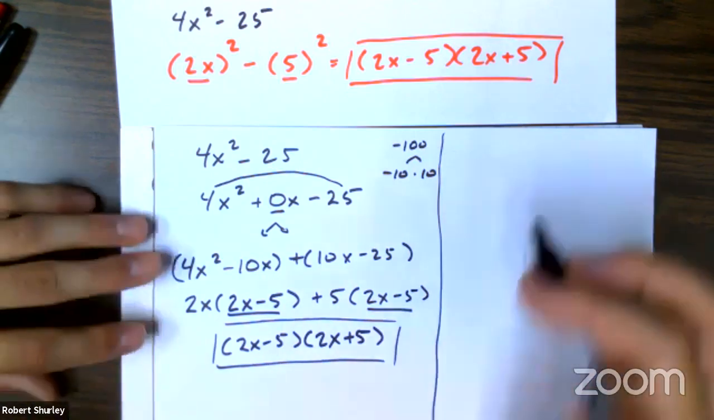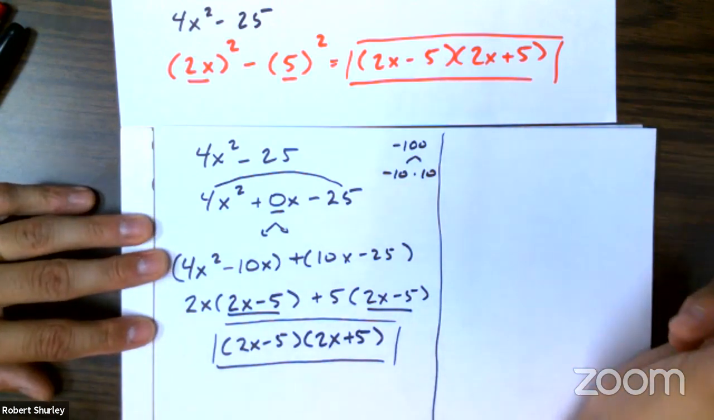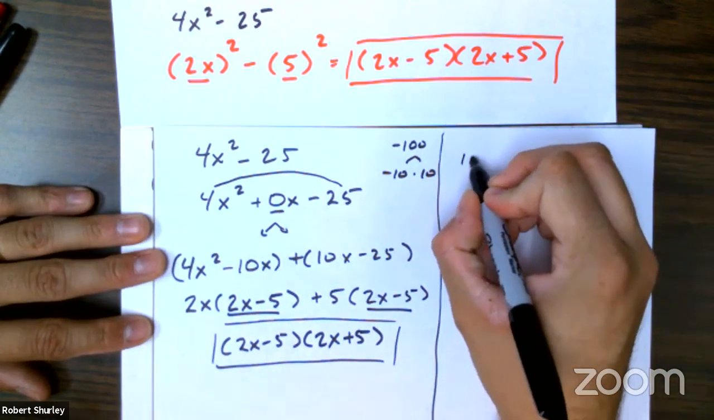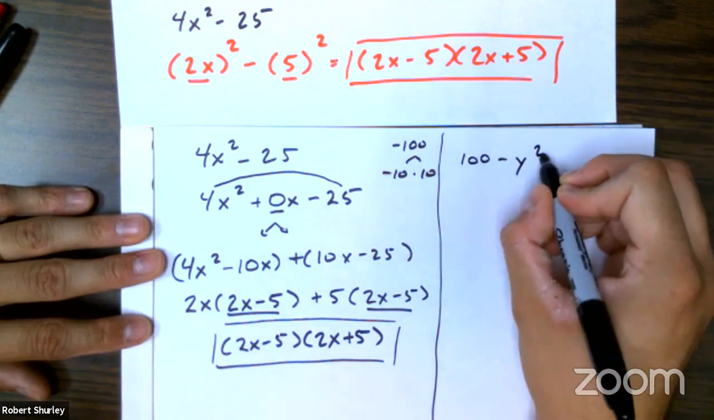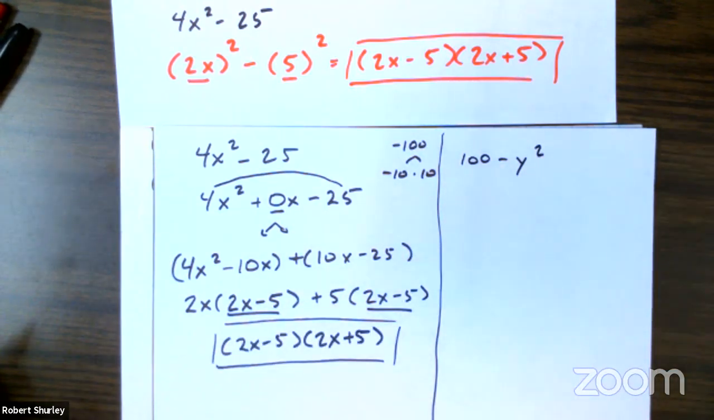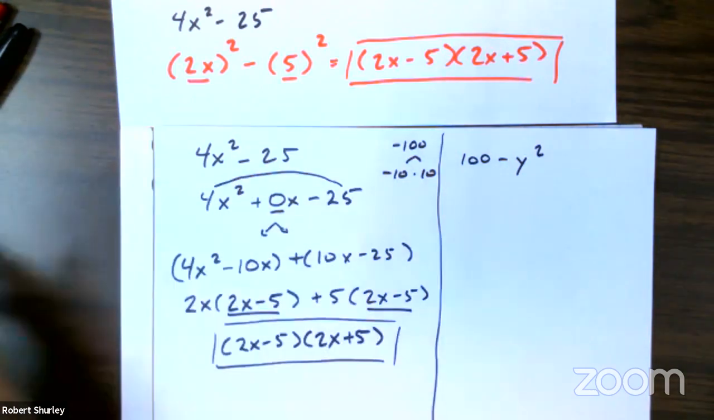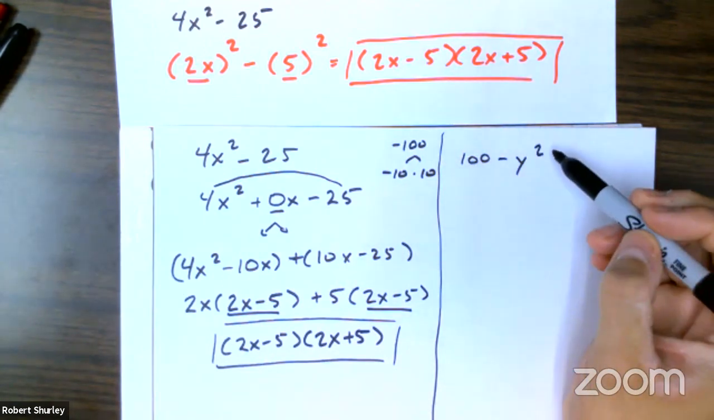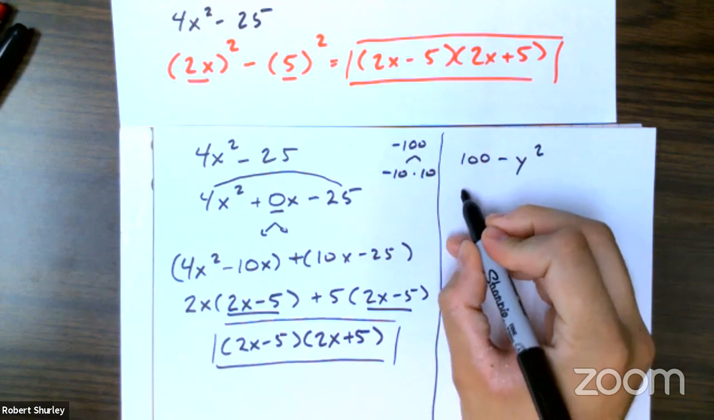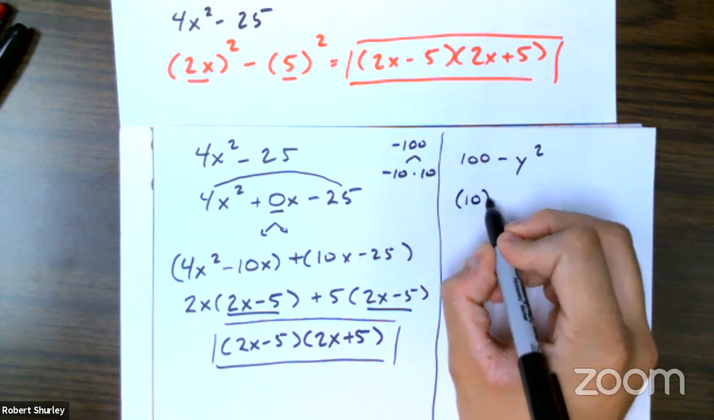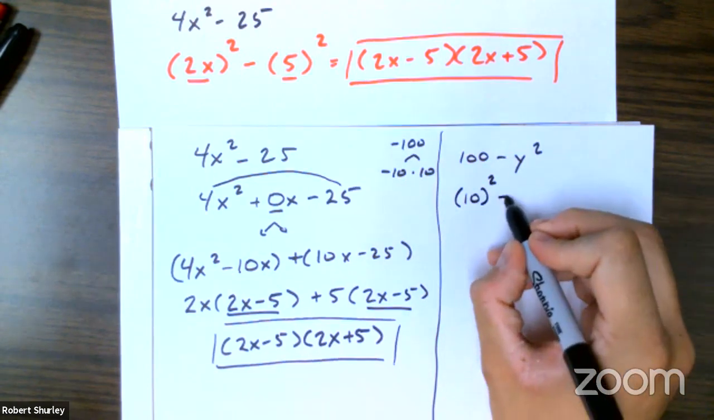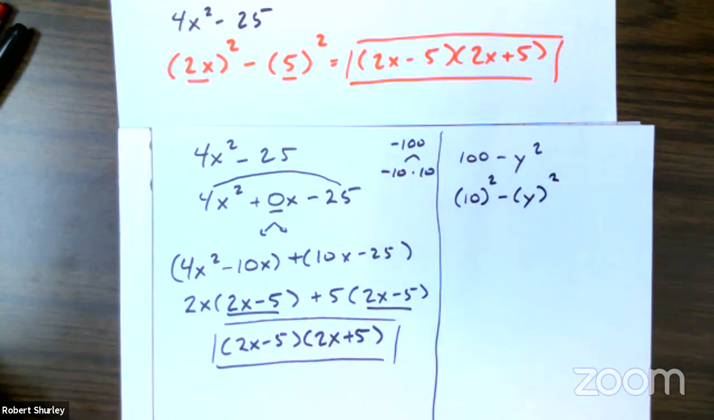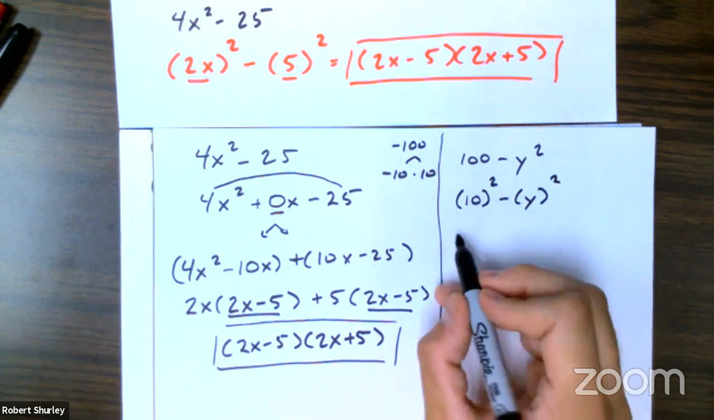Okay, let's look at another one. It's kind of nice when they give you something already squared. Let's say I had 100 minus y squared. I notice it's fitting into this mold. We've got the minus sign, we've got 100 is 10 squared, and then y is already being squared. So I can think of this as 10 squared minus y squared. Now, the first term is always what we write first in the parentheses.